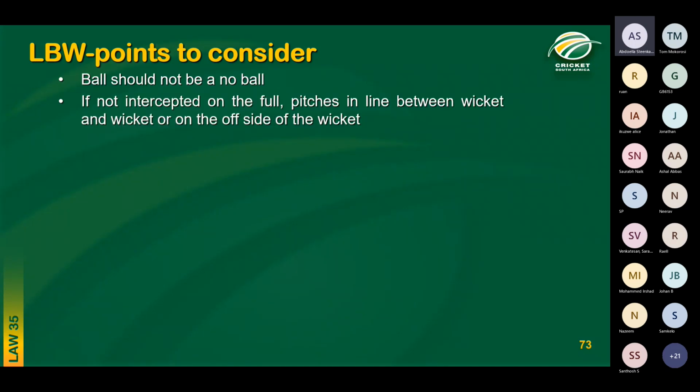That ball needs to pitch in line between wicket and wicket or on the offside of the wicket. So the law is clear. Either it needs to pitch in line or on the offside. That's why when you hear them say if the ball pitches outside leg it can never be out LBW, this is the reason why. The law tells us where it needs to pitch. It needs to either pitch in line between the wicket and wicket or on the offside.